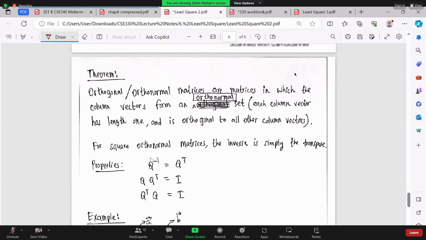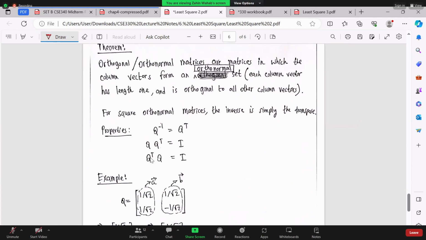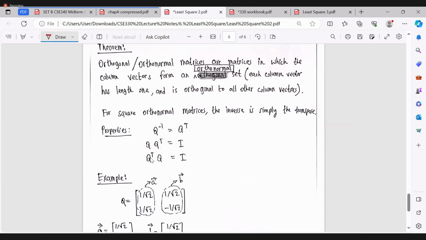So there is a theorem that we do not really need, but we use this type of theorem for understanding. Orthogonal or orthonormal matrices are matrices in which the column vectors form an orthonormal set. Each column vector has length 1 and is orthogonal to all other column vectors.